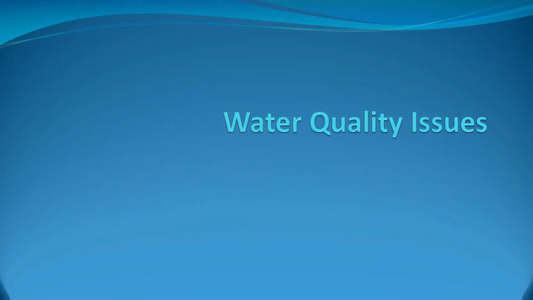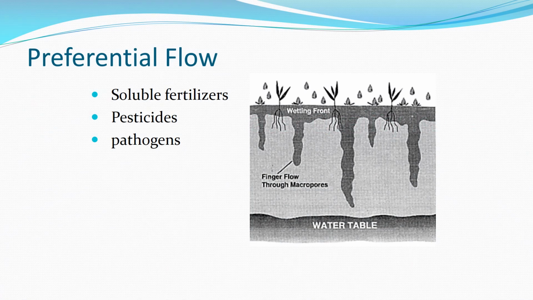Let's talk about some water quality issues. Preferential flow is when we have large biopores or large pores in general that allow finger flow through macropores directly down into the water table. This is a problem where we have soluble fertilizers, pesticides, and pathogens that can enter the water table.